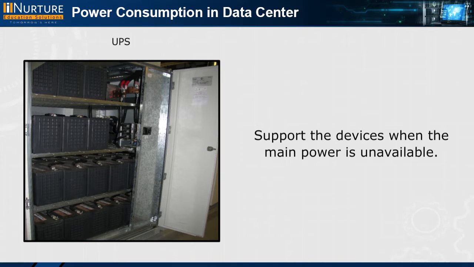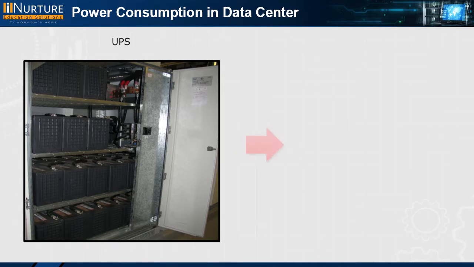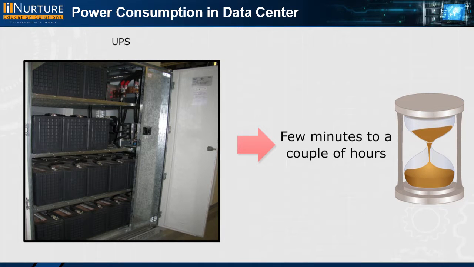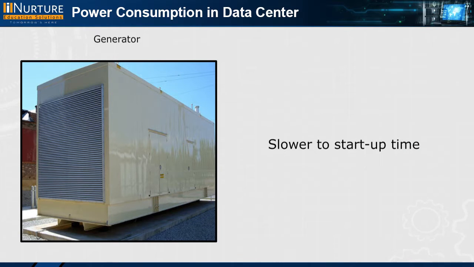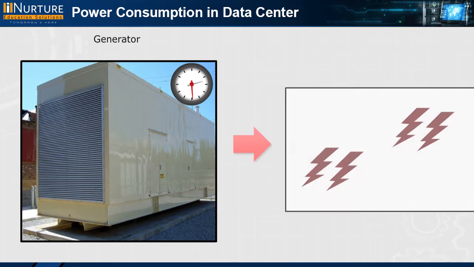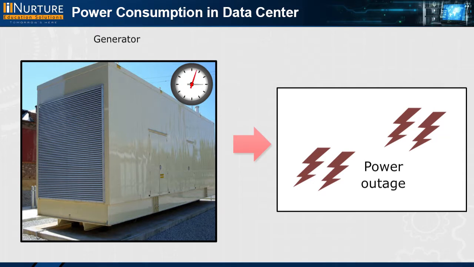Similarly, UPS charges when the power is on and uses stored energy to support the devices when the main power is unavailable. However, UPS can power devices only for a short period of time, ranging from a few minutes to a couple of hours. A generator, on the other hand, can support the devices for many hours and some even up to 10 to 12 hours. Though a generator can support devices for longer hours, it has a slower startup time. It may take some seconds before the generator kicks into action during a power outage.